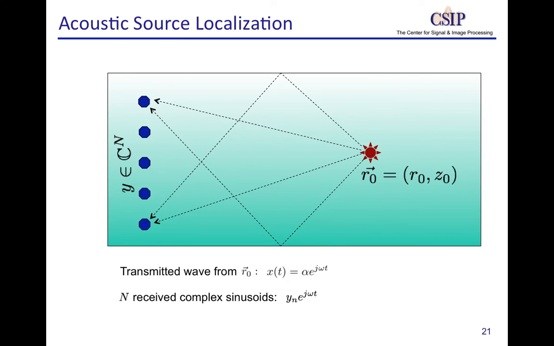So here, if you imagine that some transmitted wave is happening with some complex amplitude alpha and frequency omega, then this received amplitude is going to be some other complex amplitude, we'll call it yn, at each of the n receivers, times e to the j omega t. This is for any linear time invariant system. So now the goal is, starting from these received complex amplitudes, to try to estimate the transmitter's source range and depth.